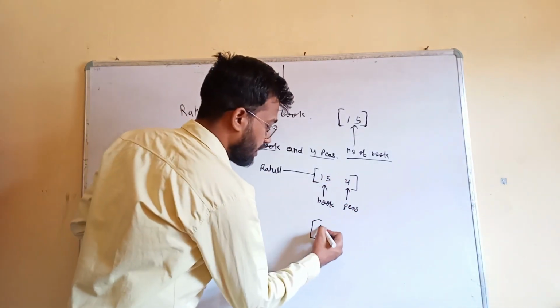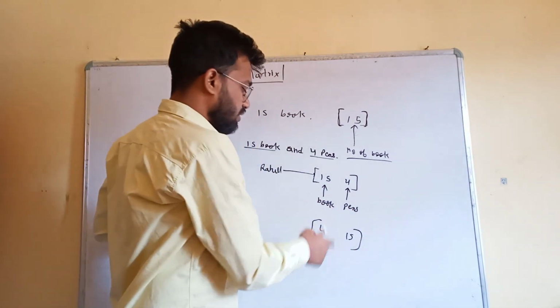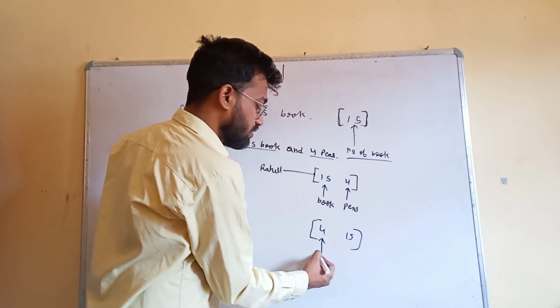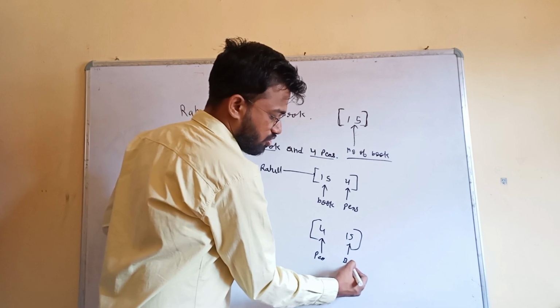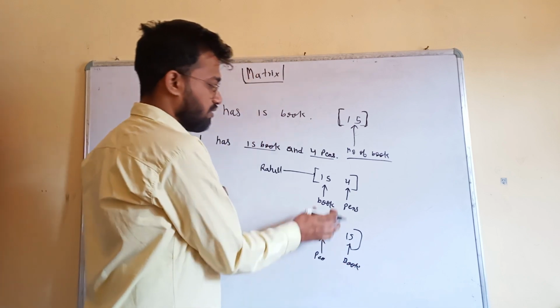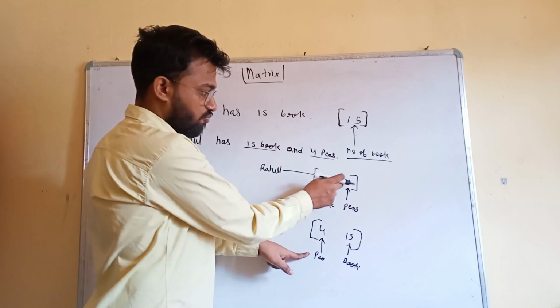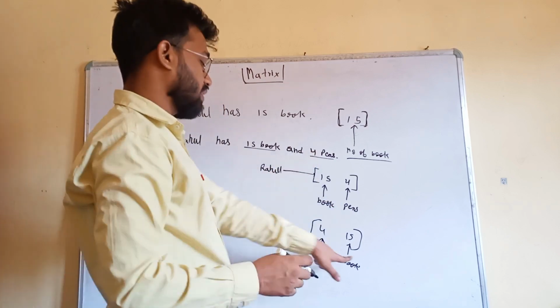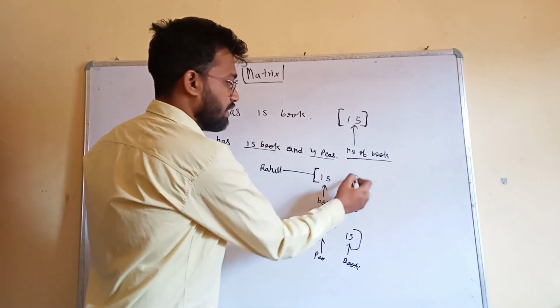Now someone is going to ask me, sir, why are you writing like this? You can also write it like this. Yes, we can write like this also. In this case, this will be the number of pens, and this will be the number of books. Instead of books here, as it was before, it will be pens here now because it is 4 here. 4 is representing the number of pens, so we will be writing like this in this case. So these are both matrix representations.